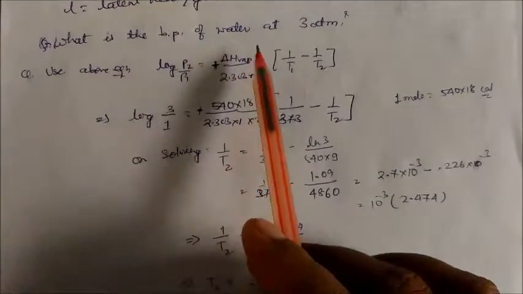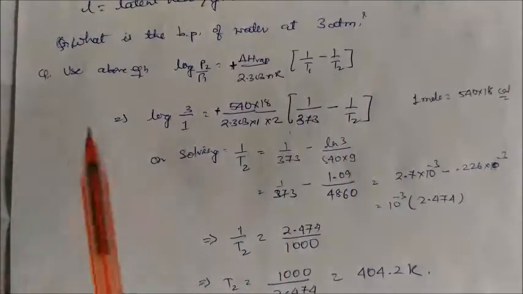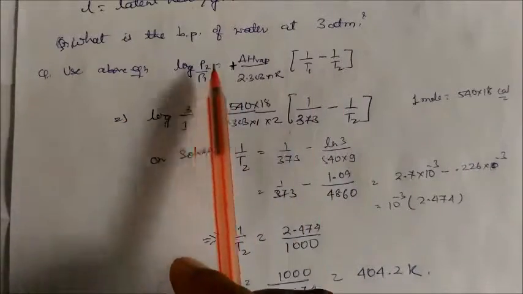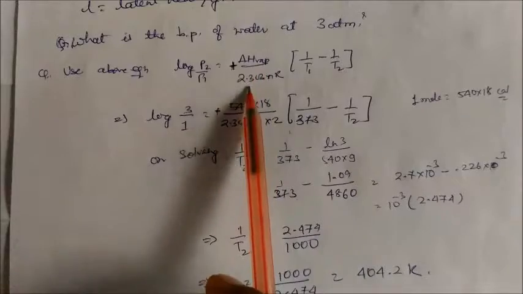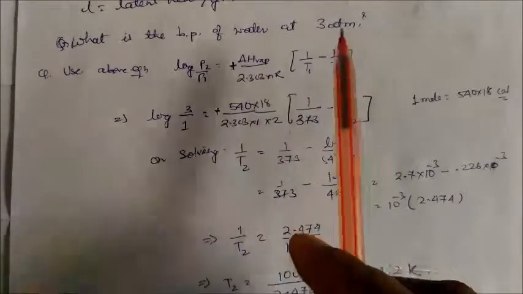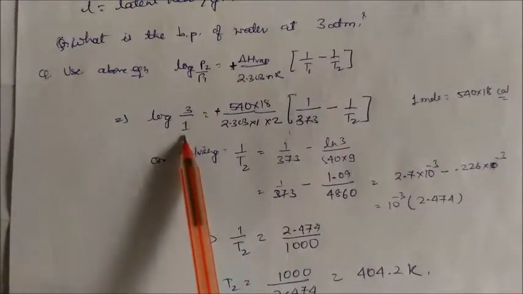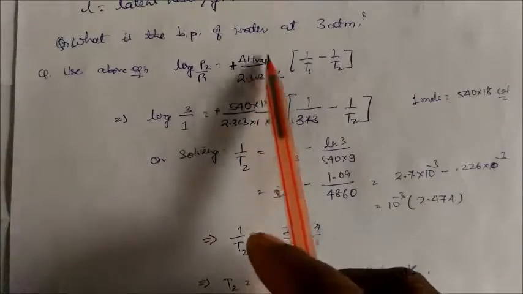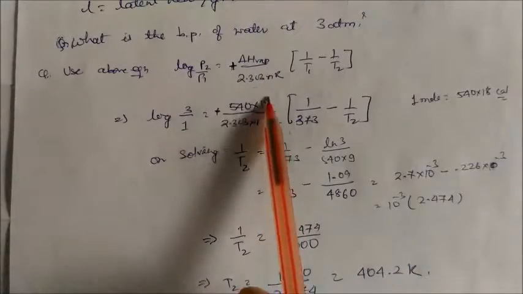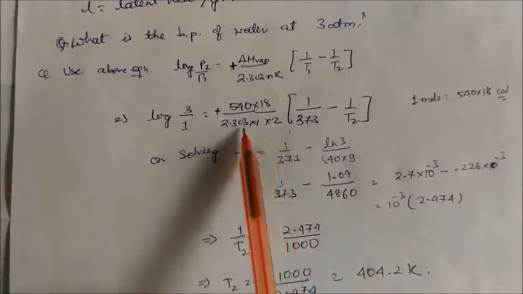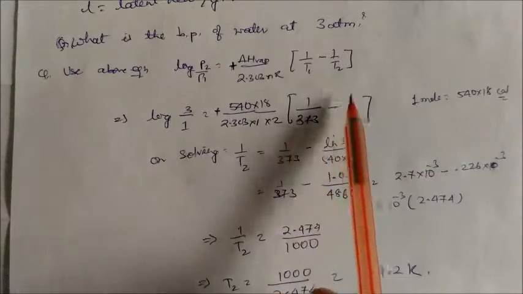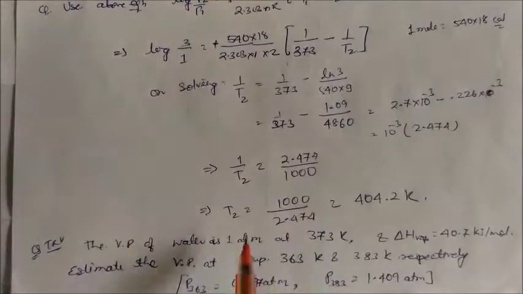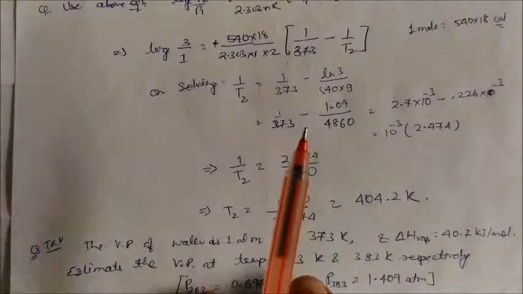What is the boiling point of water at 3 atmospheres? We can use the Clapeyron equation: log P2 by P1 equals delta H of evaporation by 2.303 R into 1 by T1 minus 1 by T2. Pressure is given as 3, the other pressure is 1 atmosphere, and delta H of evaporation is 540 for 1 gram. So for 18 grams, this is per mole, R value is 2, and temperature is given, boiling point 373, and T2 we have to find out. On solving you will get the answer, T2 is equal to 404.2 Kelvin.